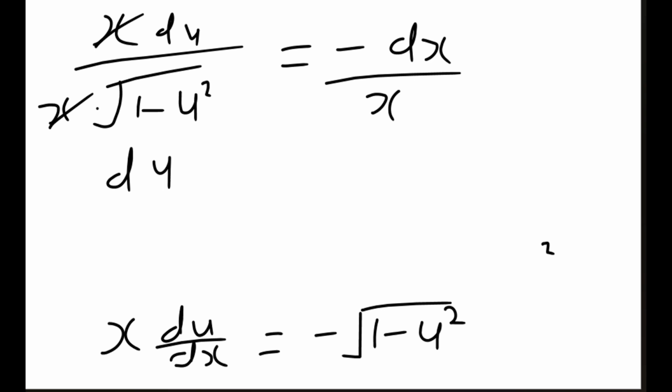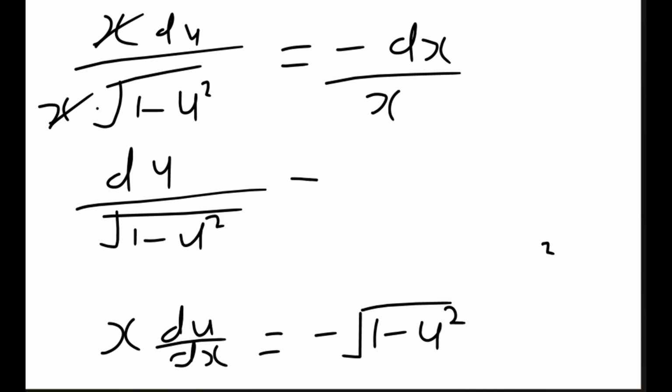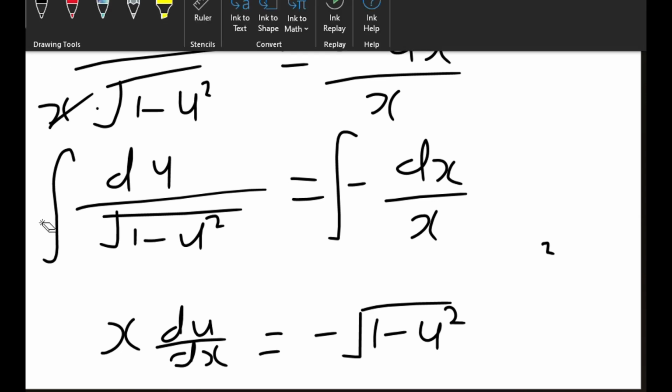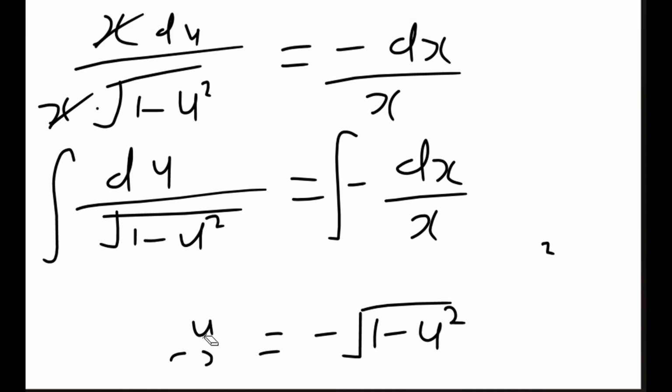So x and x cancel out. So finally we have du over square root of 1 minus u squared is equal to minus dx over x. Yes, so finally we've been able to separate the variables. Okay, so from here we know that from trig identities we can apply our integral signs. Yes, don't forget to do that so you can break it down further.